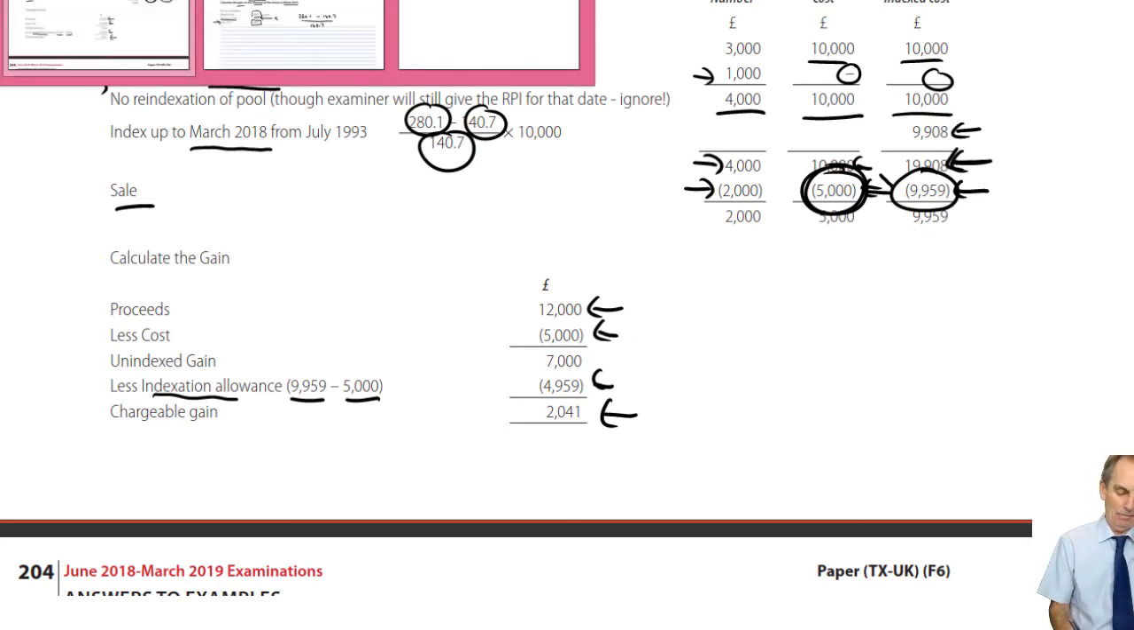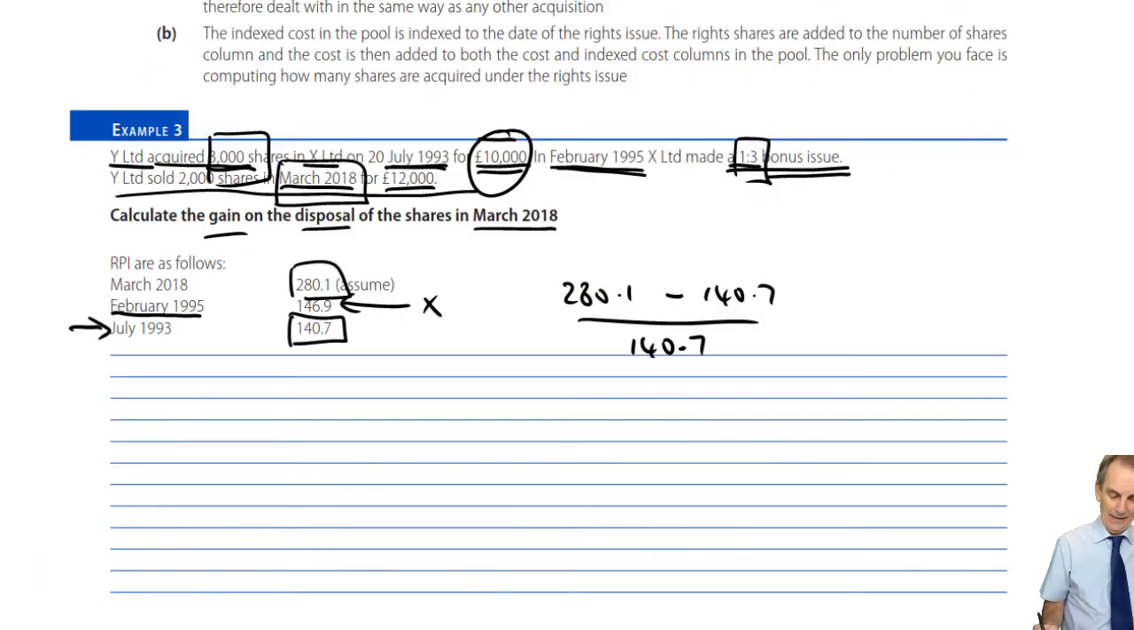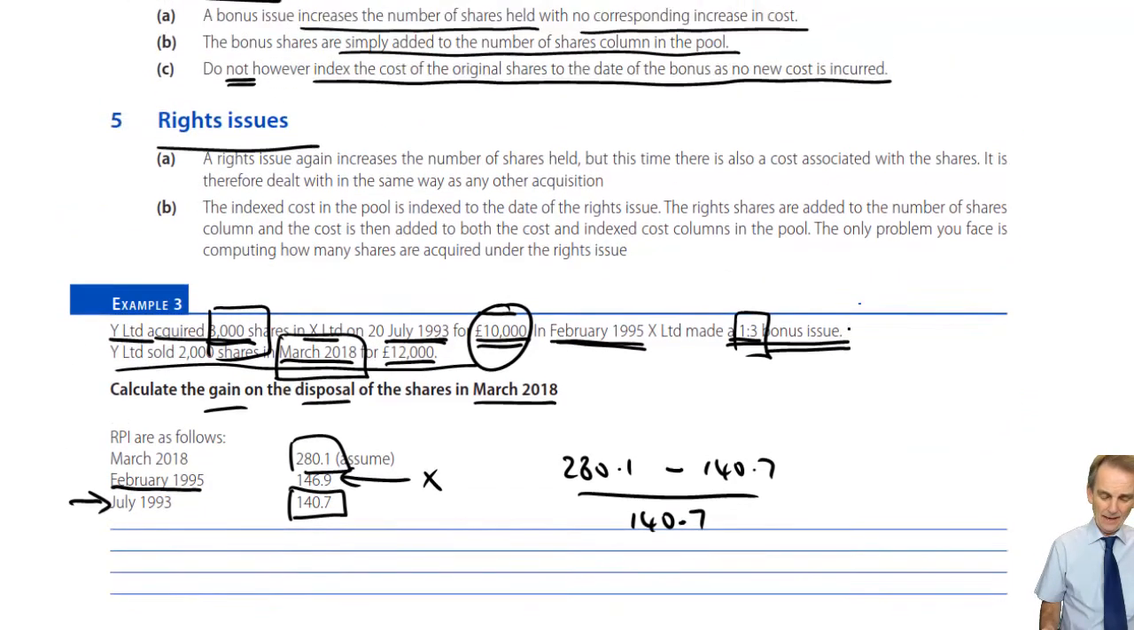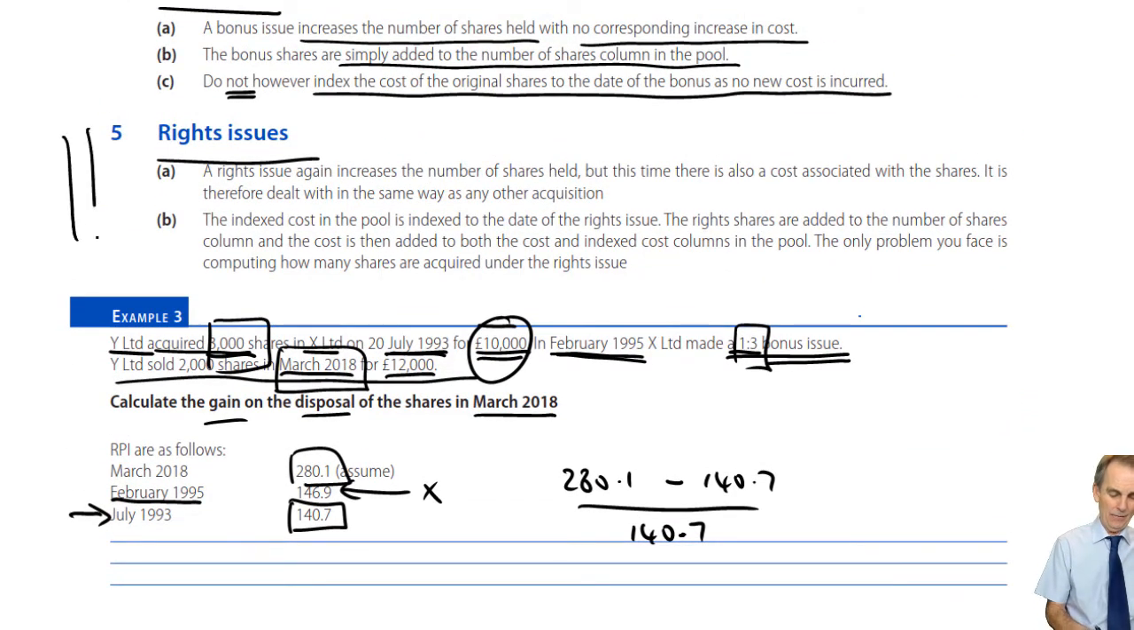As distinct from if we are dealing with a rights issue. Here, if we've got a rights issue, what does a rights issue do? Well, again, it gives you more shares. The company is issuing more shares. Again, the number of shares you get is a direct result of how many shares you already own.